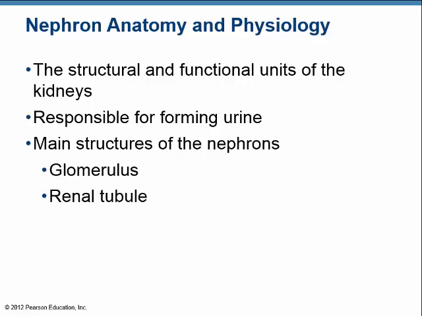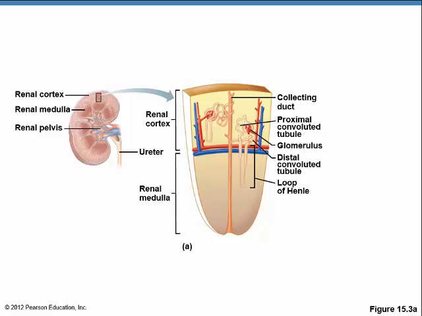The nephron is the structural and functional unit of the kidney. It's responsible for formation of urine. There are two main structures in each nephron, the glomerulus and the renal tubule. This diagram is showing a close-up of one renal pyramid and the cortex associated with it. The cortex is where the nephrons are, for the most part, located. There is one part of the nephron that drops down into the pyramid. The collecting duct will start up in the cortex and drain all the way through the pyramid.